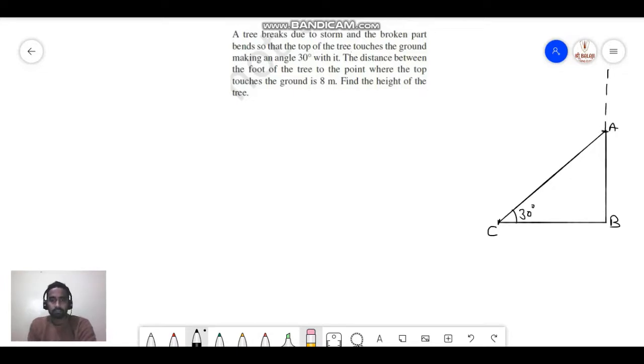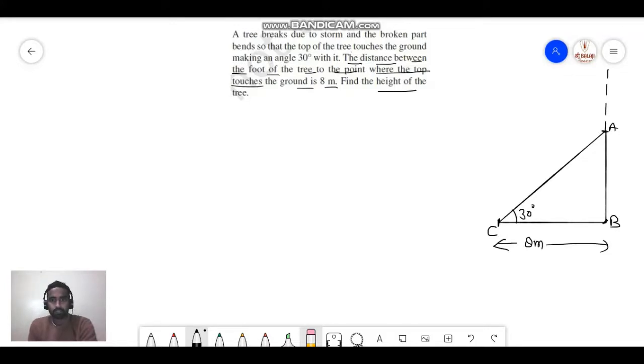Next, the distance between the foot of the tree and the point where the top touches the ground is 8 meters. So according to the question, the top of the tree touches the ground at C and the foot of the tree is B. So the distance BC is equal to 8 meters according to the question. So let us solve the question.